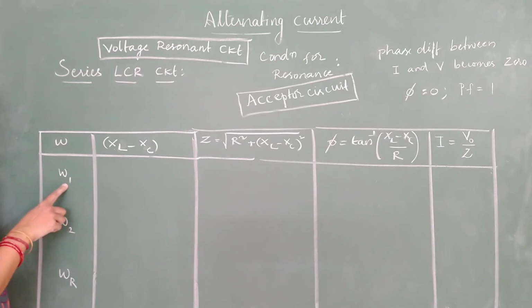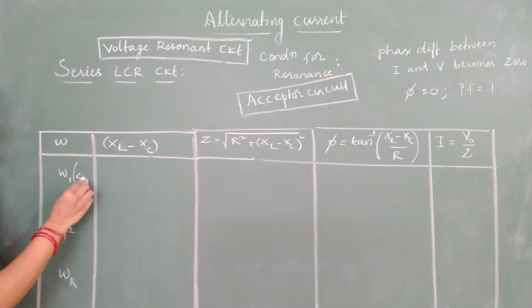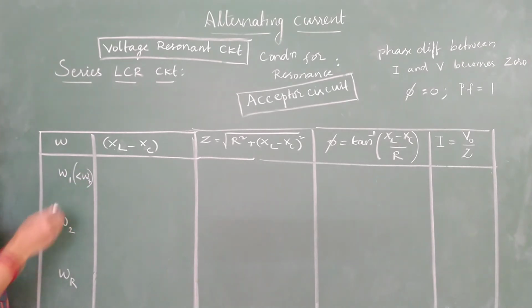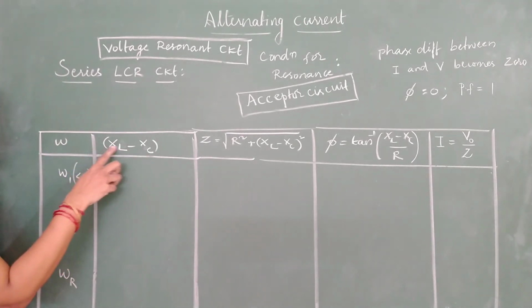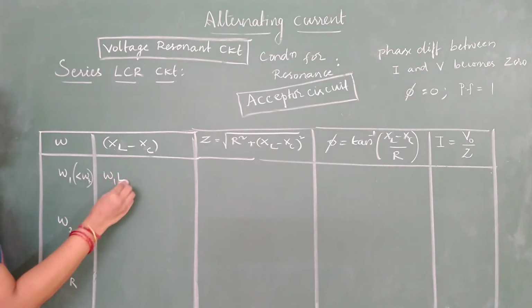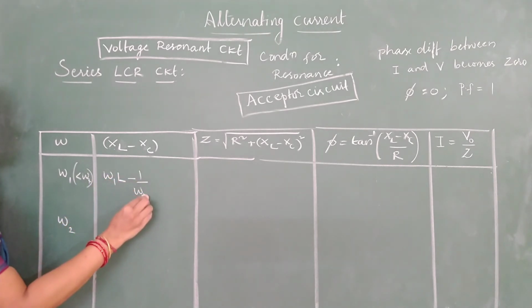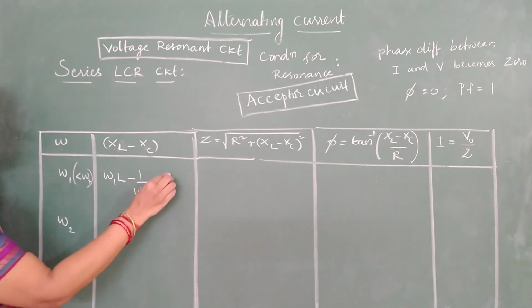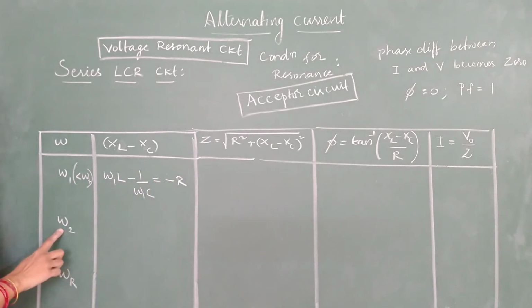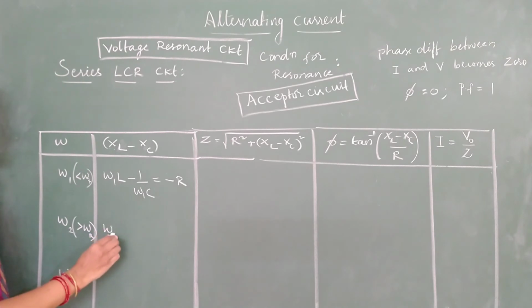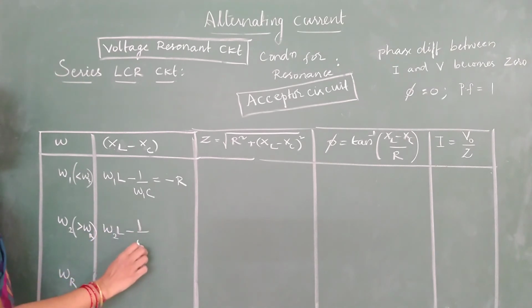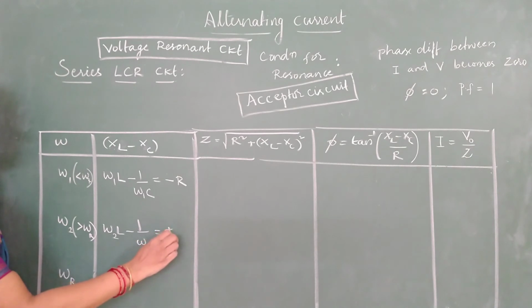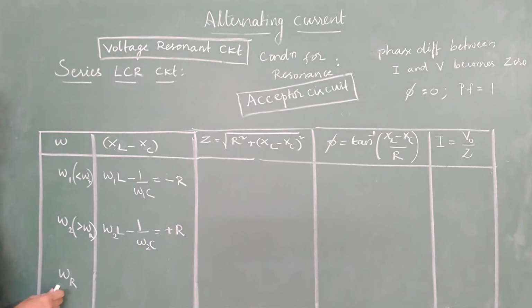We know omega 1 is a frequency which is less than omega R. Circuit is capacitive in nature. So when you subtract XL minus XC, I call it omega 1 L minus 1 by omega 1 C, which will be minus R. Omega 2 is a frequency which is greater than the resonating frequency. Circuit is inductive in nature. XL is greater than XC. So omega 2 L minus 1 by omega 2 C will be plus R. And at resonance, these 2 terms become equal.